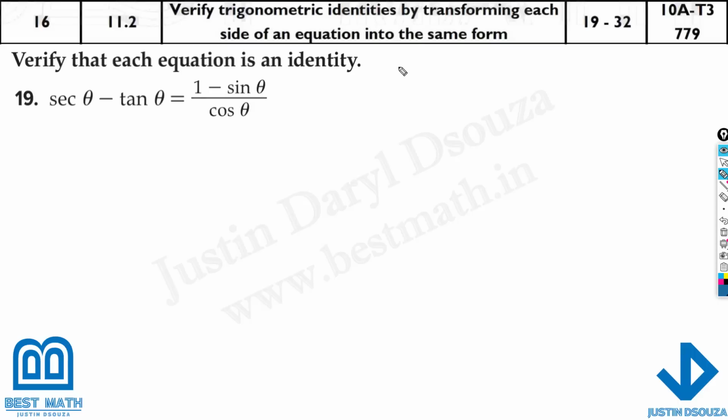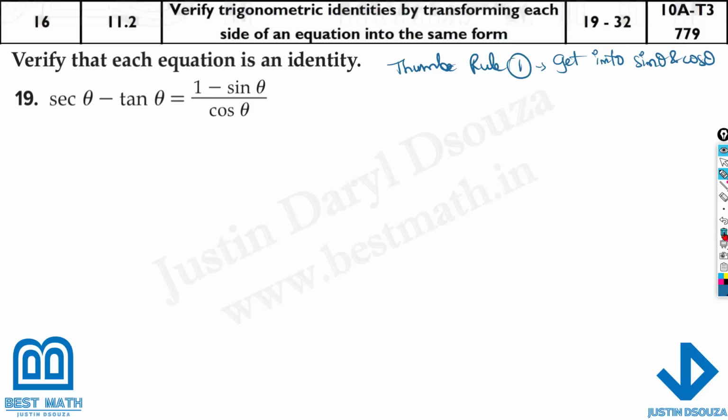There is a thumb rule. Thumb rule 1. This may not work 100% of the time, not for all the problems, but for most of the problems. Thumb rule 1: get all these terms into sine theta and cosine theta.